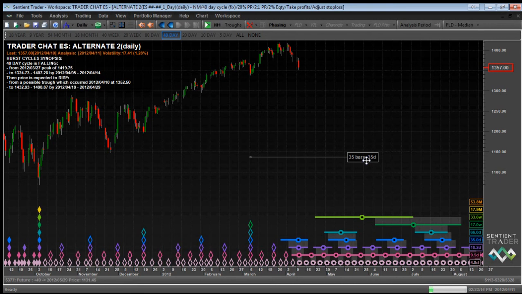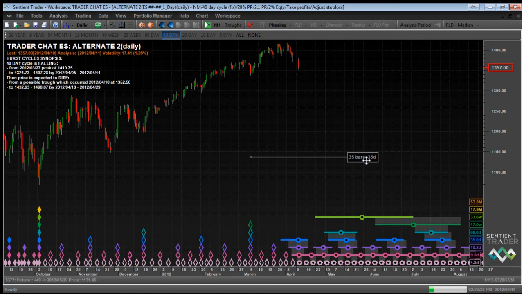Okay, so assuming that this is correct, and I think there's every reason that it could be correct, what are we going to do in terms of trading? Well, the first thing you need to decide when you're going to start trading using Hurst cyclic principles is you need to decide what cycle am I going to trade.